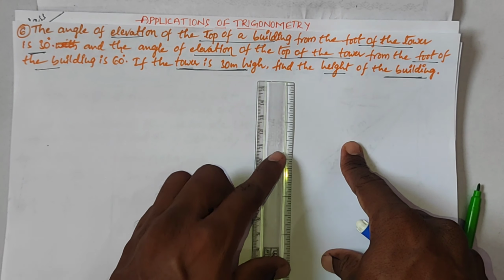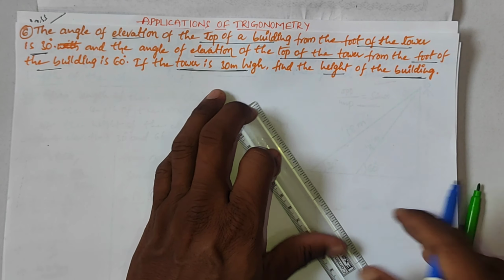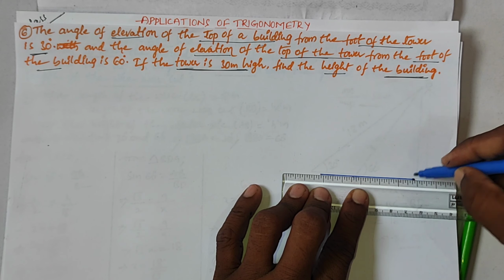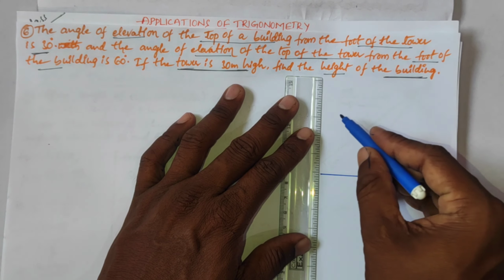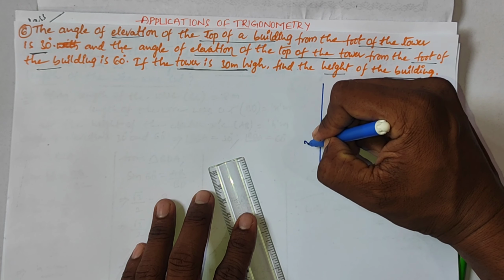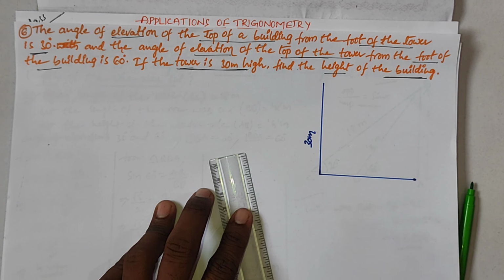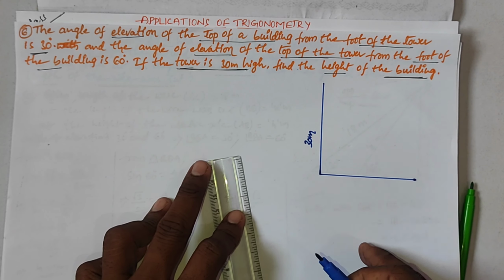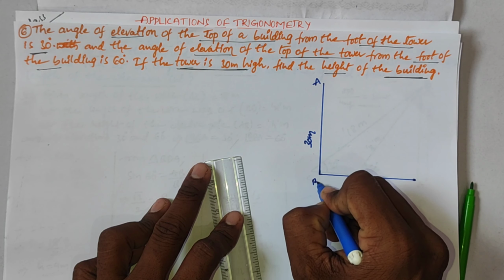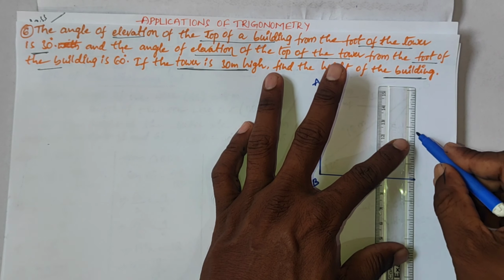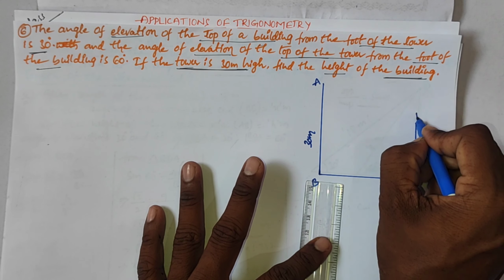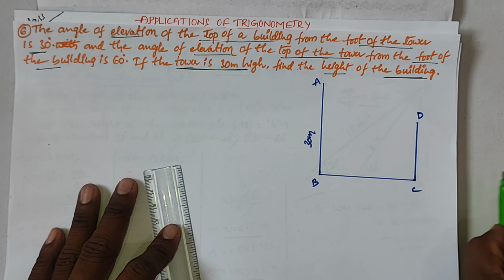So what is given first? Tower, given tower height, first considering ground. Okay, tower height given. Height of the tower is 30 meters. Right? Next, what is said? This is AB, considering this as the tower. Next, considering here CD as the building, and here BC is the ground.